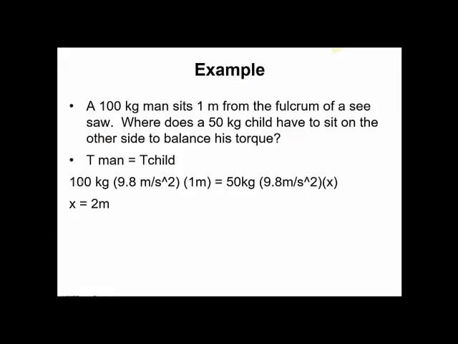So the torque of the man would be his weight, 100 times 9.8 times r, 1 meter. And the torque of the child would be 50 times 9.8 times x. Notice that the child has half the weight of the man. So that means the force is half. Therefore, he has to sit twice as far as the man does to exert the same amount of torque.